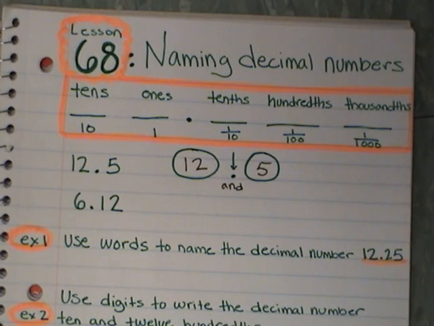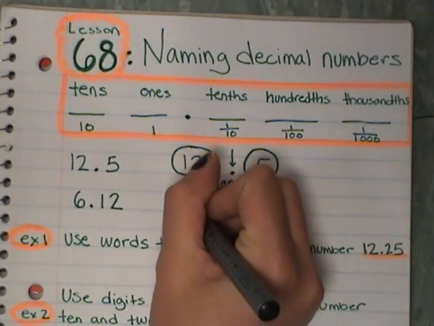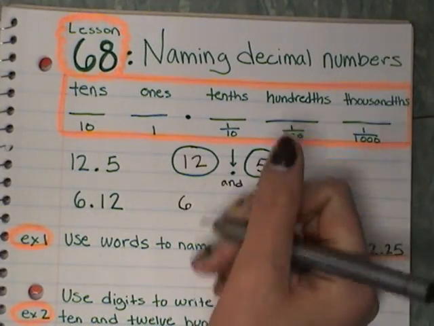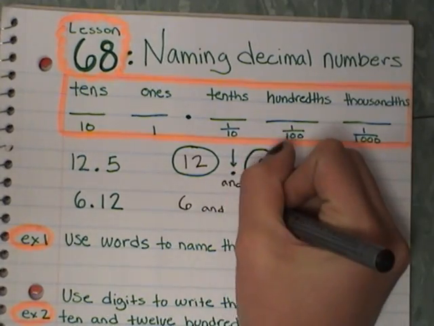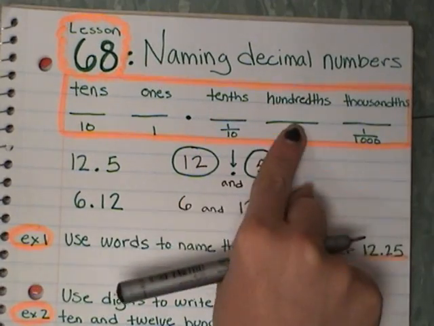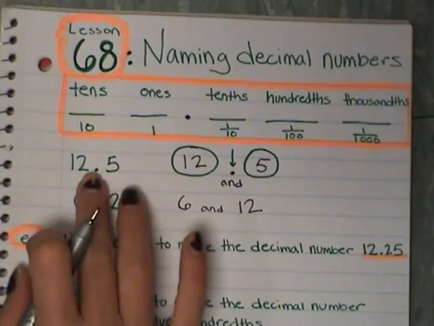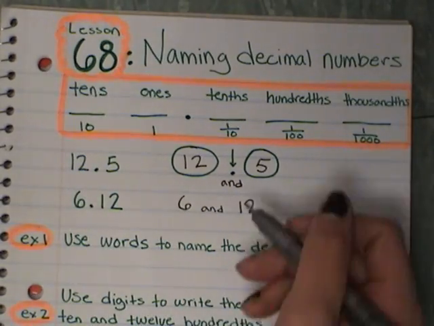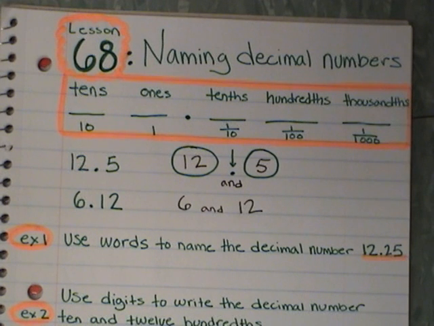Alright, so we're going to do it the same way that we did before. So we have to break it up into two different parts. So I have my whole number, which is my 6. And then I would say and, then I read the number 12, and this is not a tenth, it's a hundredth now. So I would say 6, my decimal point, and then I read the number 12 hundredths, because it's not the first, but the second spot after the decimal point that I'm reading.